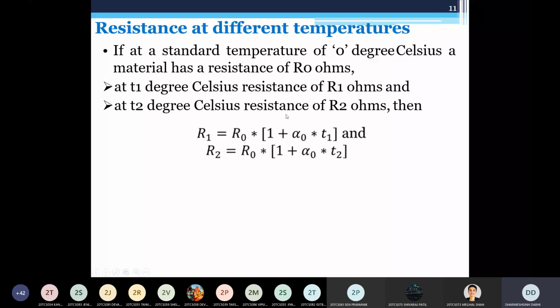In the same way, at T2 degree Celsius, resistance is R2 ohm. So we have R2 equal to R0 into 1 plus alpha 0 into T2. So if you have R1, and if you have the temperatures T1 and T2 and alpha 0, you can calculate the value of this new resistance R2 at T2 degree. You can see that by taking the ratio of both equations, R2 divided by R1, R0 is cancelled out. So based on T2, T1 and alpha 0, you can find the value of the new resistance at T2 degree.